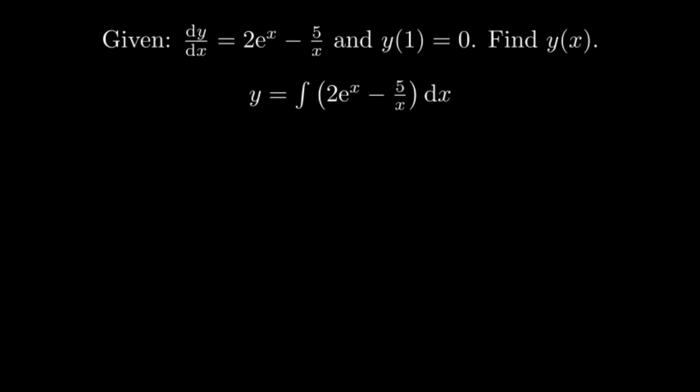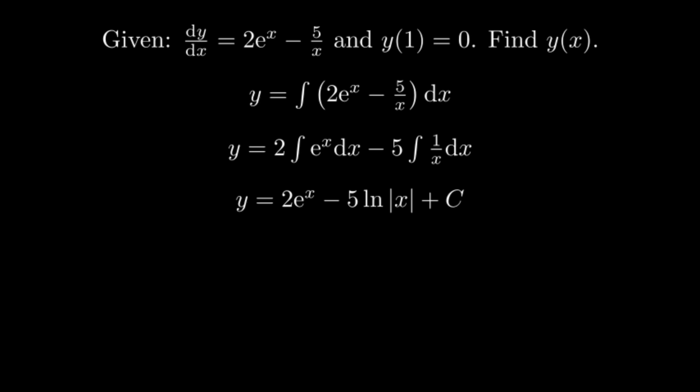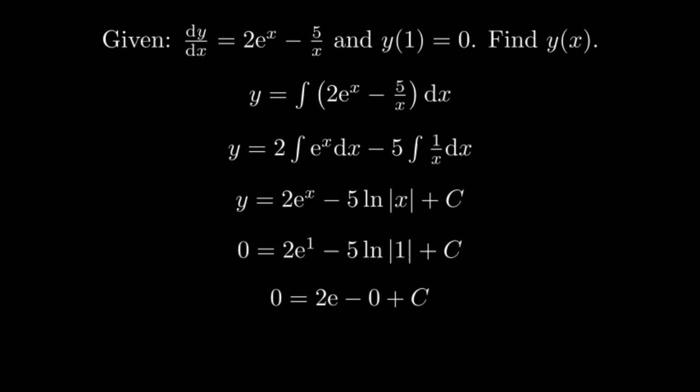We can integrate term by term. The integral of e to the x is e to the x, and the integral of 1 over x is ln x. Now we use the condition y of 1 equals 0 to find c. Since ln 1 is 0, we have. So the constant c is minus 2e.